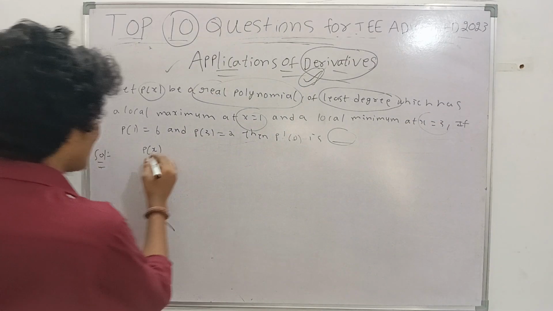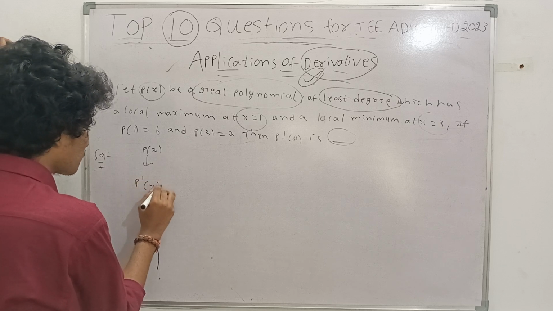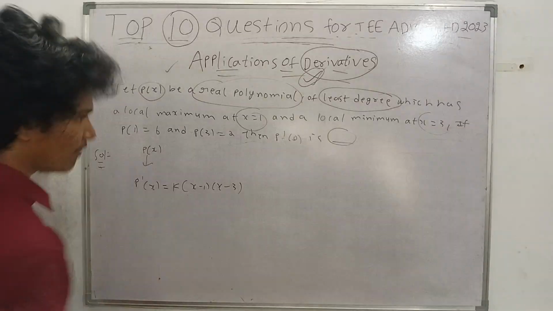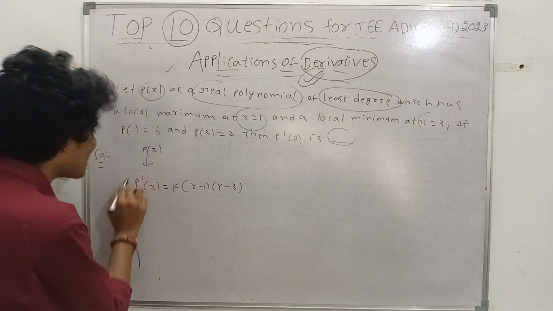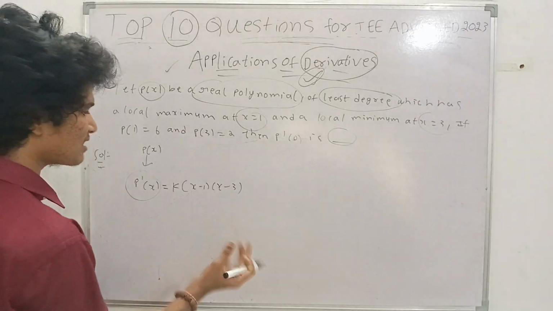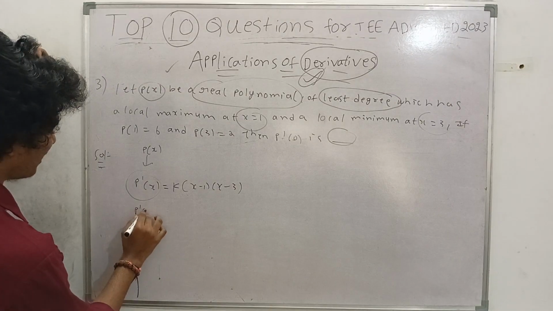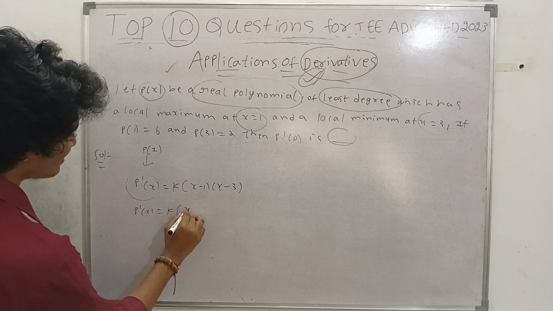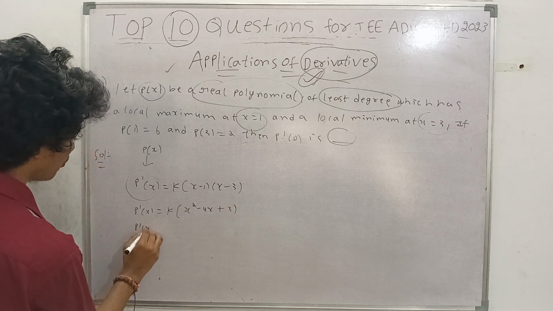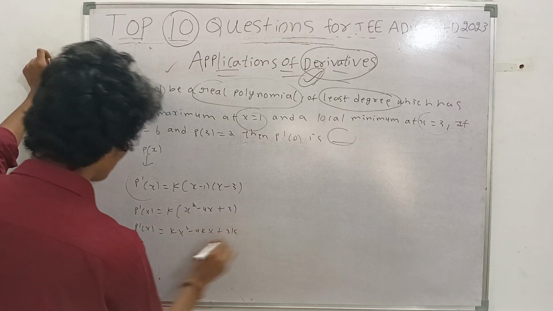So what can you infer from this? P dash x is a polynomial. P dash x equal to k times x minus 1 into x minus 3. Why have I written this? Because the local maximum and local minimum are the roots of P dash x. So P dash x equal to k into x square minus 4x plus 3, that is kx square minus 4kx plus 3k. This is P dash x.